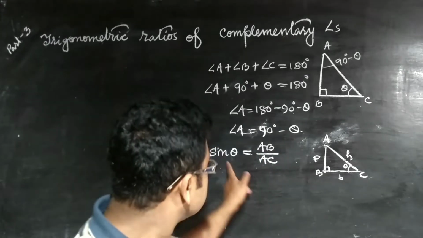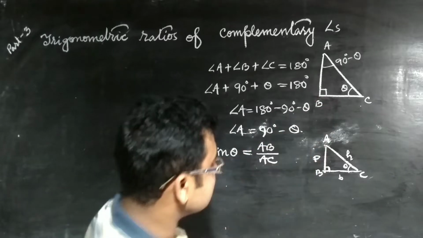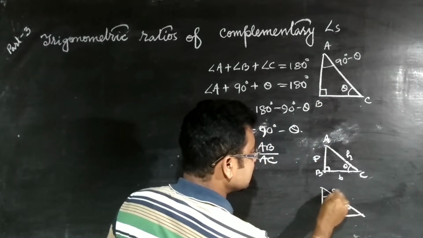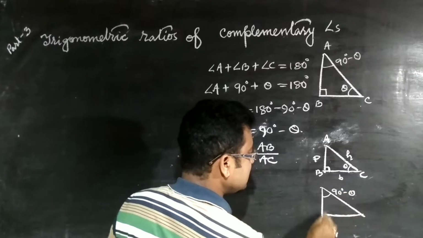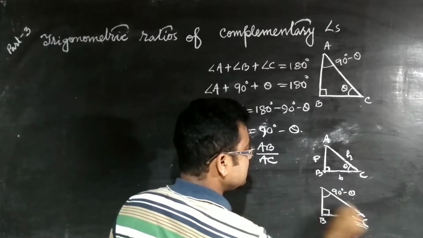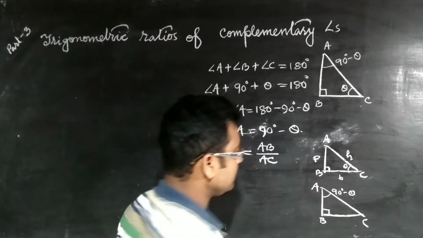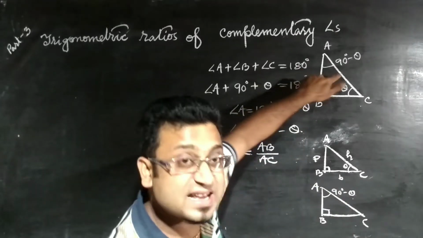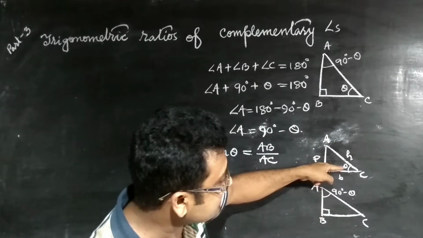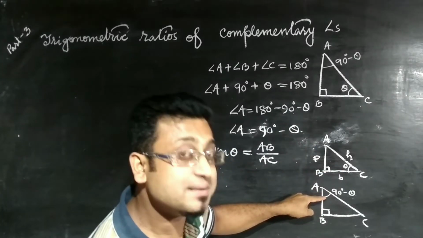Fine. Now you draw the same triangle. Now we are considering this angle 90 degree minus theta. This one is B, 90 degree, and here C. We are not considering that angle now. So now we have drawn the same triangle twice. Here we have considered the angle theta, and here we have considered the angle 90 minus theta.